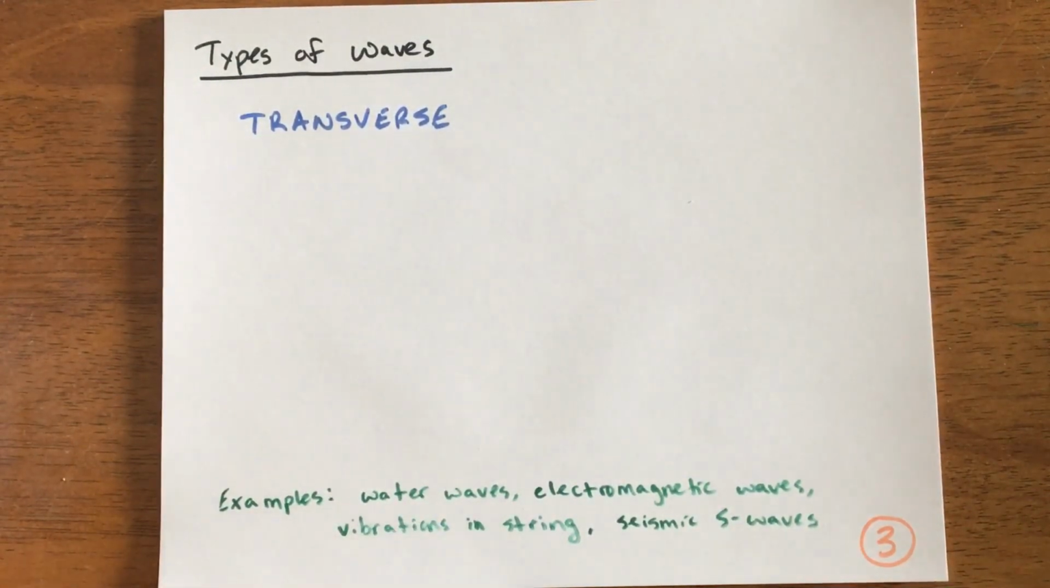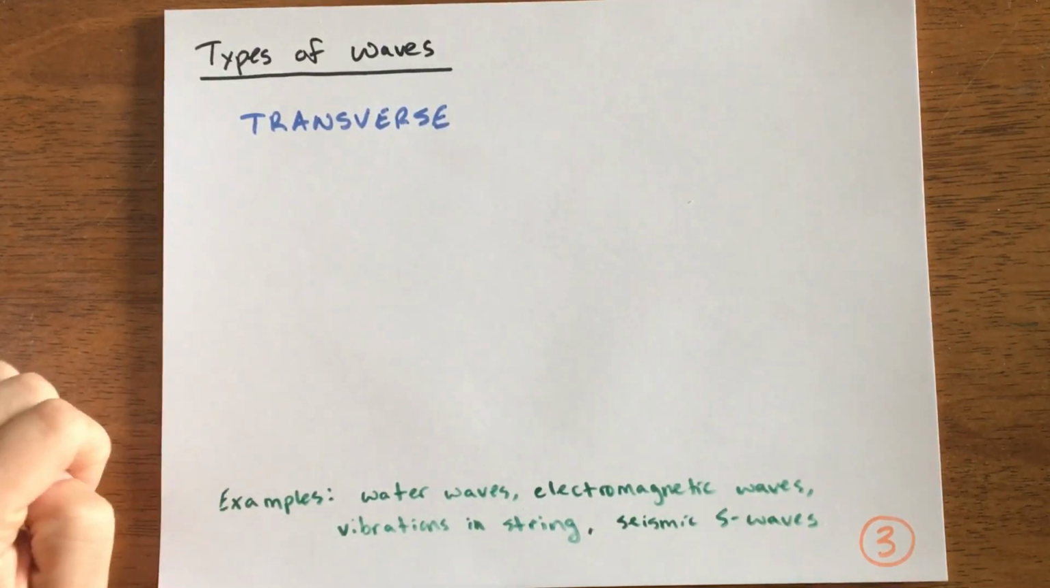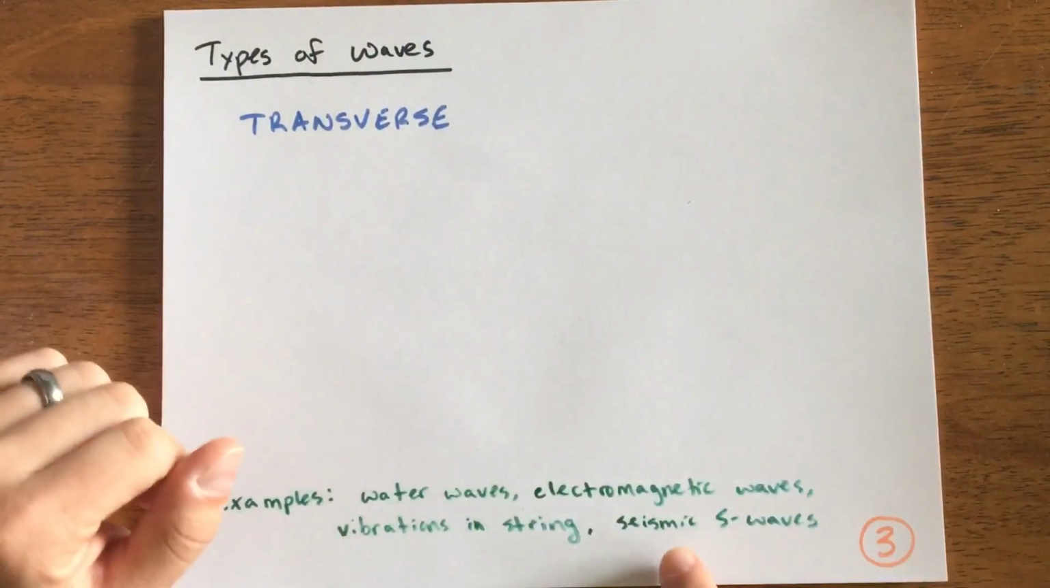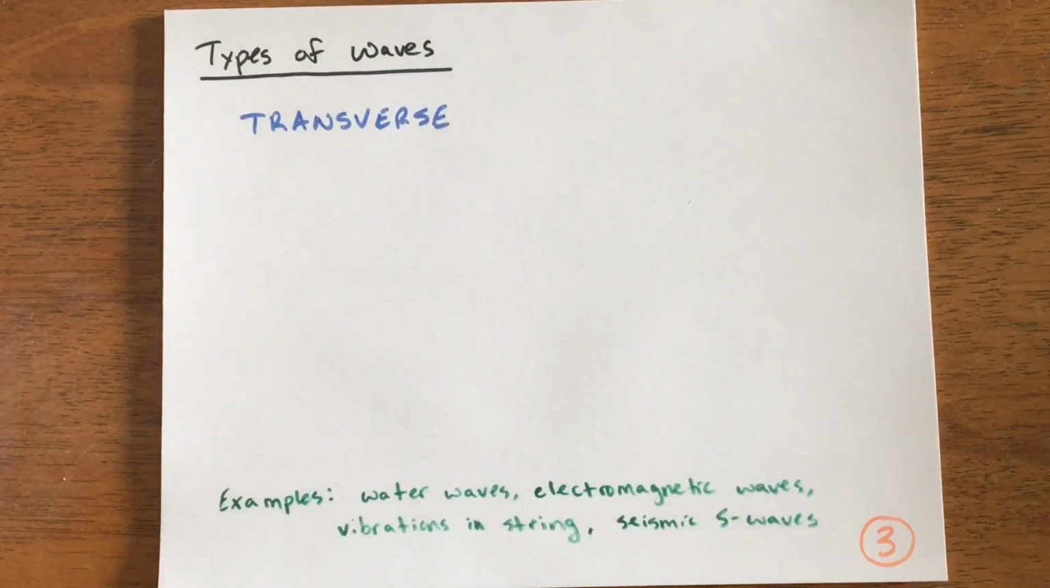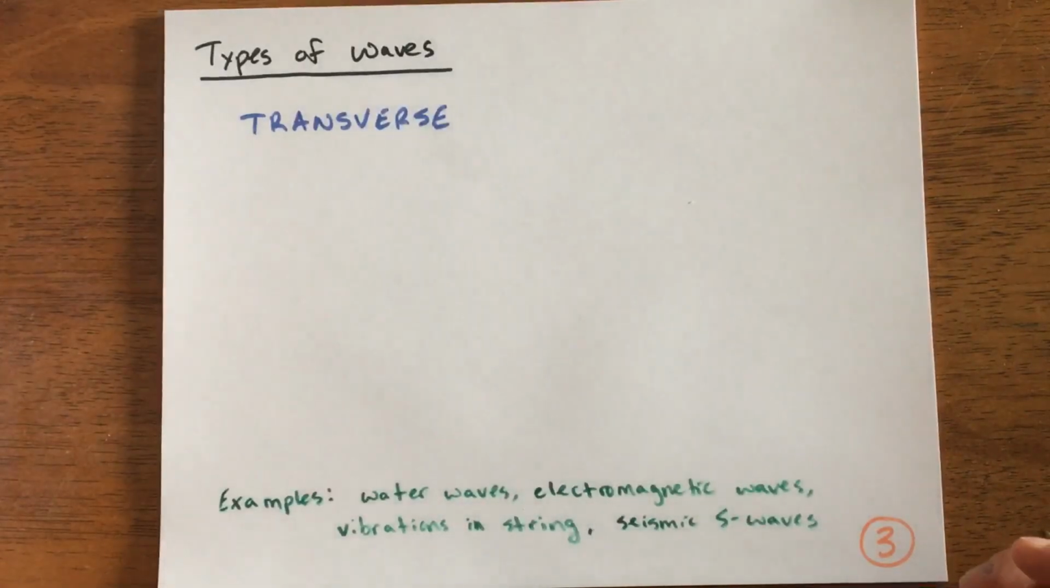So water waves, when you see that water wave from the side, or ripples in a pond, very similar. Electromagnetic waves, which include light waves, are also transverse waves. Vibrations in a string move in similar fashion, and seismic S waves are also a transverse wave. Okay, so two types of waves, longitudinal and transverse, and we showed you some examples.